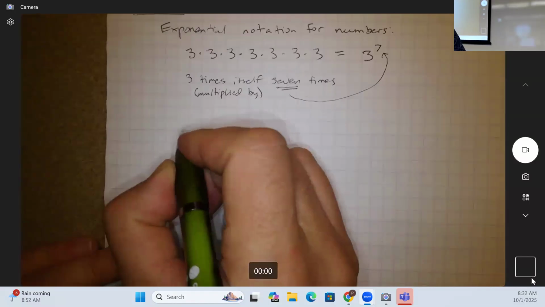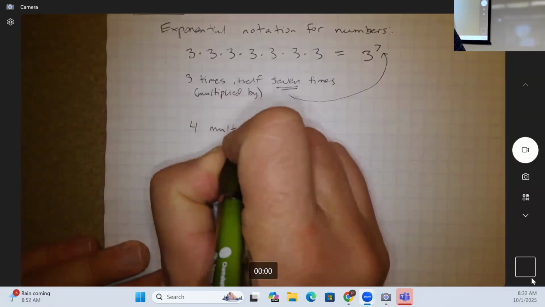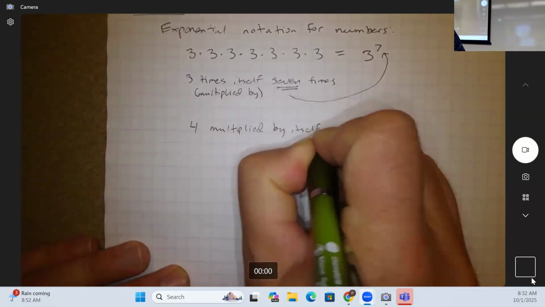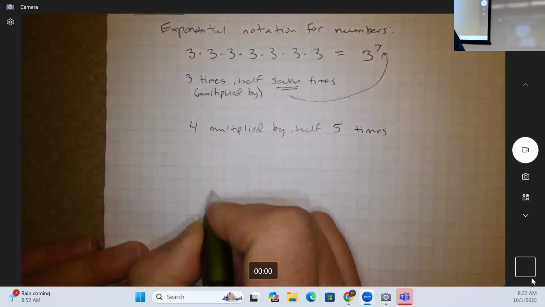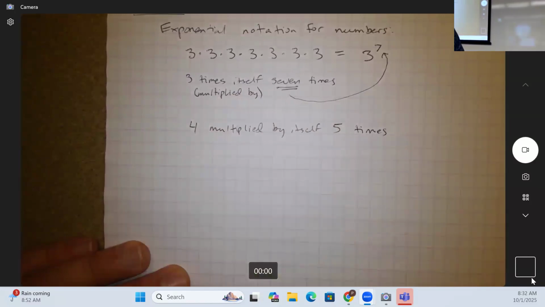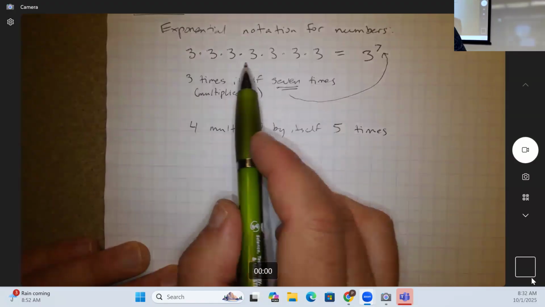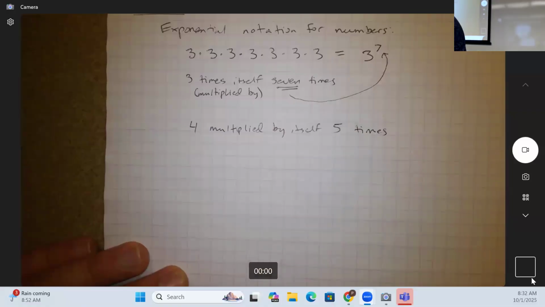So what would be the exponential notation for 4 multiplied by itself 5 times? Give yourself a shot. Write first what's called the expanded form, which is this list of multiplications, and then give yourself an equal sign and write it in exponential notation.